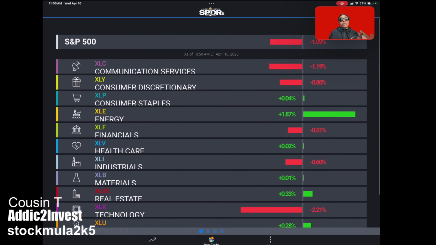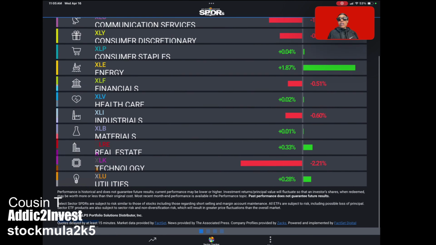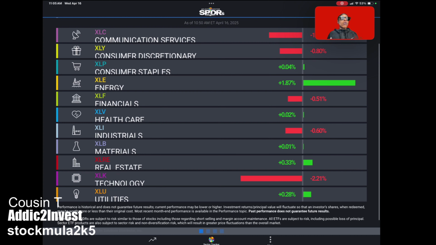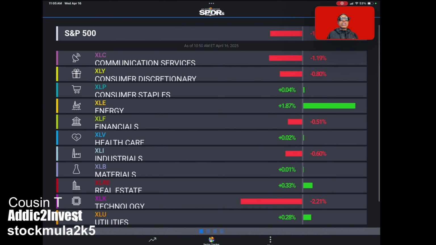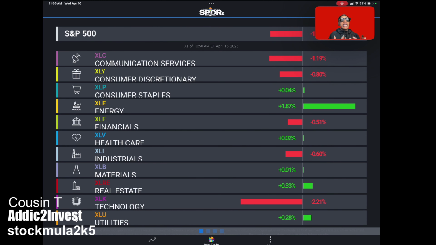You should definitely have the SPDR app. If you don't have the SPDR app, what are you doing? All right. It's called sector rotation. This is how you're going to eat, meaning that we like to play the trades based on how the sectors are moving.